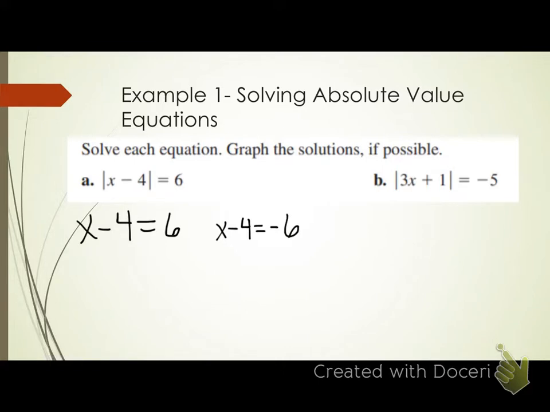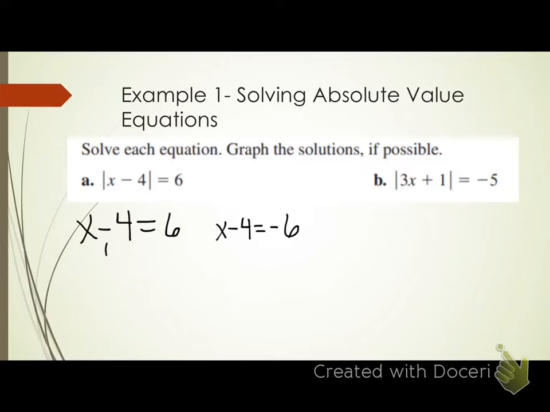This is the format we use every single time. The first equation is the exact same without the bars. Second equation is the exact same without the bars. My C value is negative. Remember, this is us accounting for that positive value and that negative value that we talked about on the very first slide. Now that I've set up my two equations, I can solve them and get my two answers. How do I get x by itself on both of these?